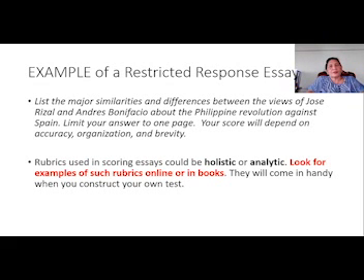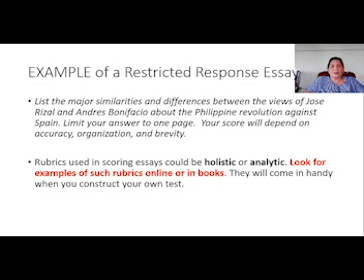Let's go to the restricted response essay. An example would be: list the major similarities and differences between the views of Jose Rizal and Andres Bonifacio about the Philippine Revolution against Spain. Limit your answer to 1 page. Your score will depend on accuracy, organization, and brevity. So it's very clear here what you are asking the students to do.